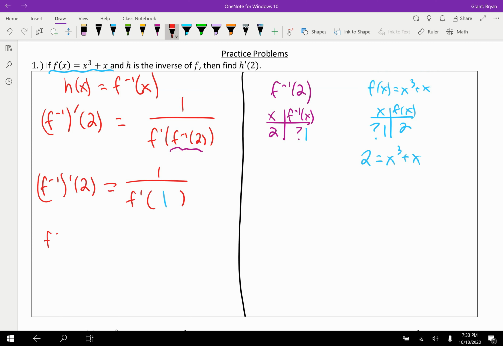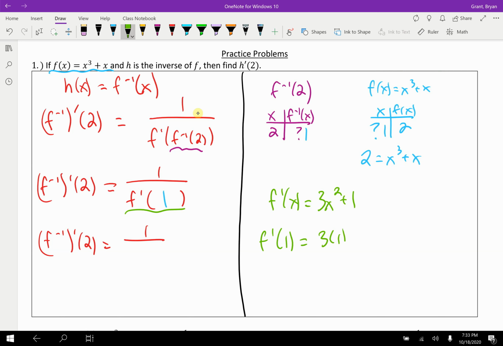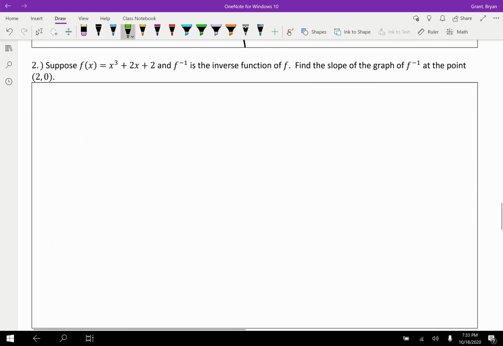The last step is we need to find the derivative at 1. To find the derivative at 1, we first need to find f prime of x. Luckily, we have f of x, and so this becomes 3x squared plus 1. And then we need to find the derivative at 1. 3 times 1 squared plus 1. 3 plus 1 is 4. And there we go. The derivative of the inverse of f evaluated at x equals 2 is 1/4. 1 down, 3 to go.